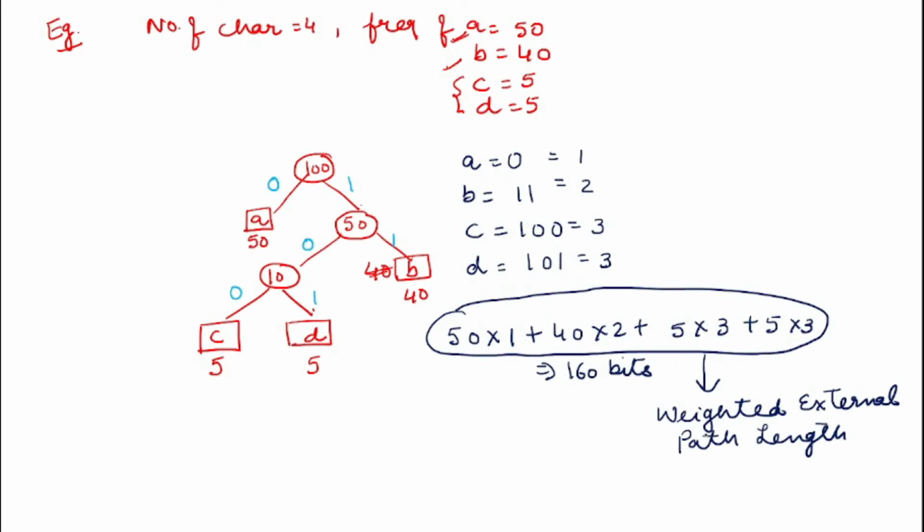So in this file I was having 100 characters, 50 plus 40 plus 5 plus 5, and 160 bits are used to send it. So the number of bits per character actually used to store this file is 160 divided by 100, that is equal to 1.6 bits per character. So here I am using 1.6 bits for one character. Like this you can do this question. Okay, so let's take one more example of Huffman coding.